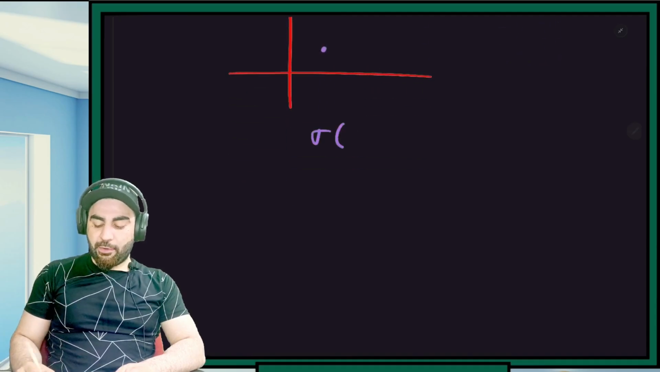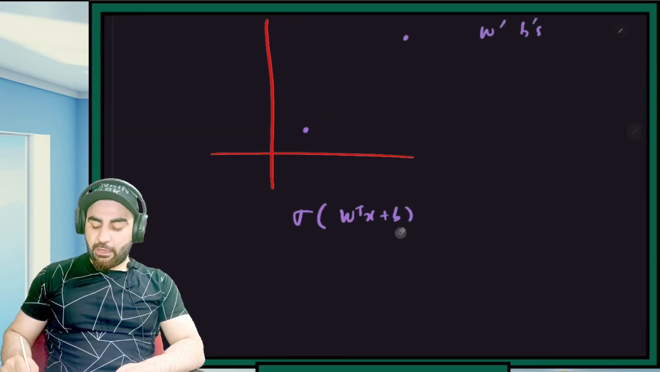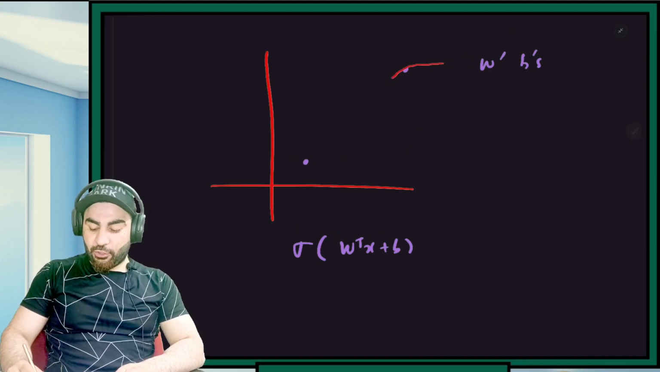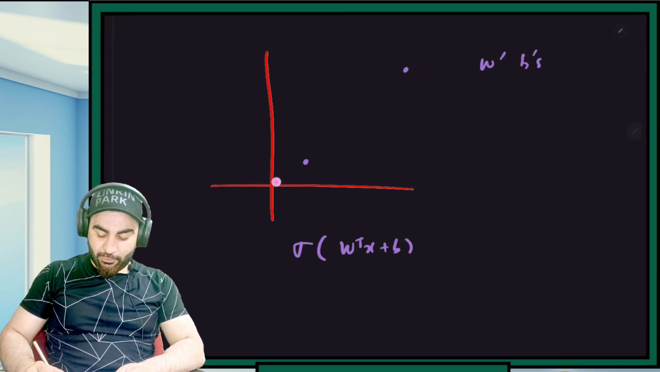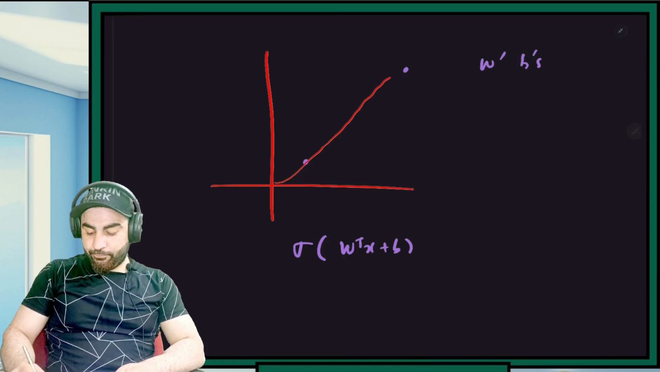So you apply sigma of W transpose X plus B, and you want to adjust these weights and these biases so as to fit this. Now you know that this is a sigmoid. This is a sigmoid neuron. So somehow we should get something of this sort, maybe roughly. I'm not able to make it correctly, but I hope you get the point. Okay, something of this sort.